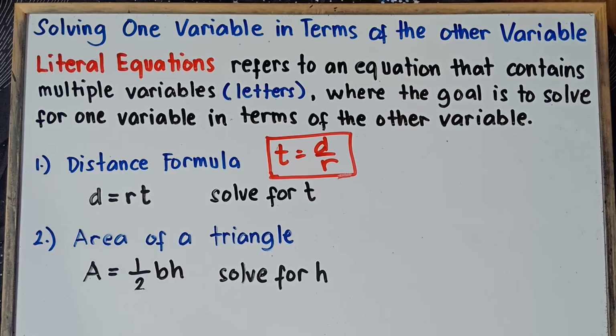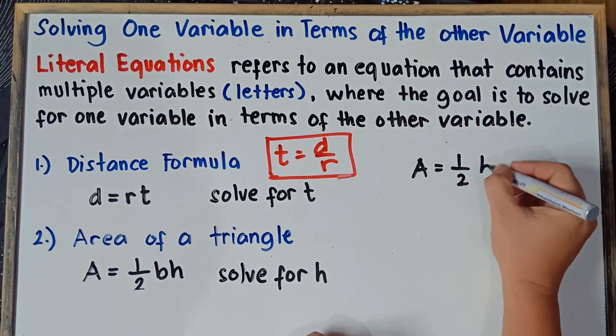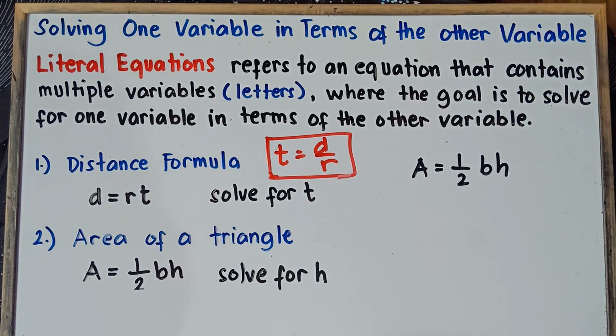Alright, so let's have example number 2. We are given the area of a triangle. The formula is: the area of a triangle is equal to 1/2 base times the height. And you're told to solve for the height. So how do you transform this one, class? Let me copy this one. We have area equals 1/2 base times the height, and you're told to solve for height.